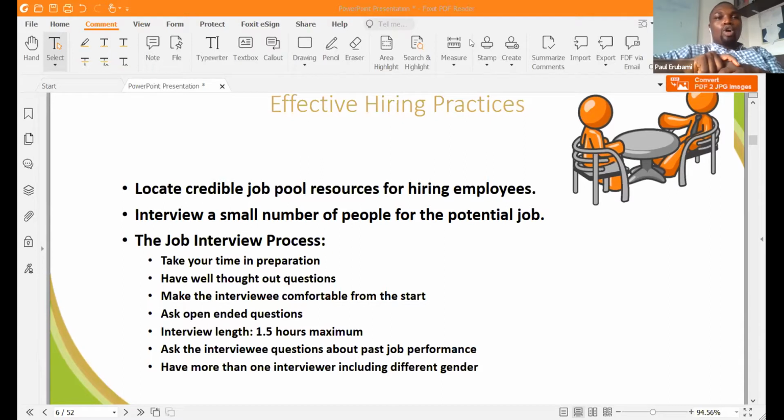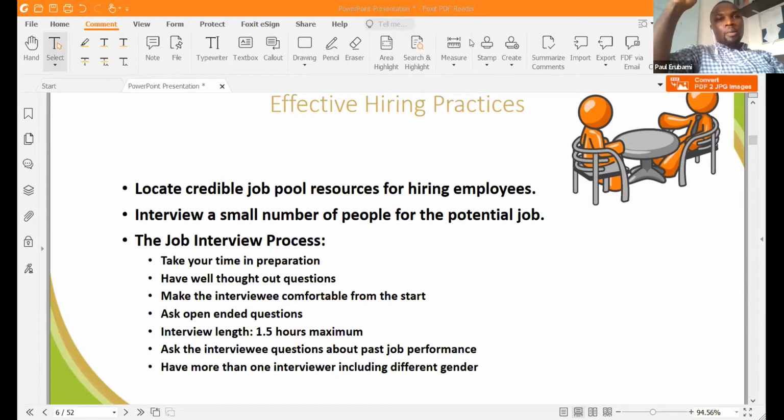Also, you should try to focus your questions on past job performance. Try to ask questions related to the potential employee's past job or current job. What are they doing and the likes? And this will help you to paint a perfect picture of their work ethics and the likes.